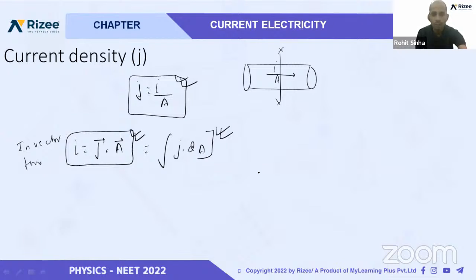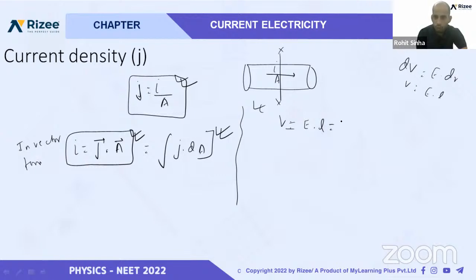Okay, now let us move further. You know one more thing. We know V is equal to E into L. We know from electrostatics, dV is equal to E dot dr. So V is equal to E into L.